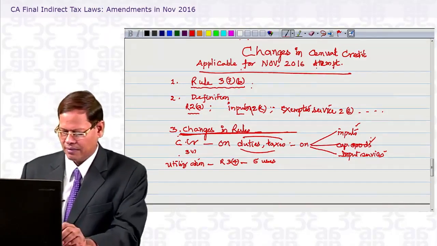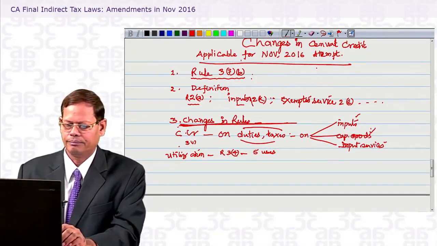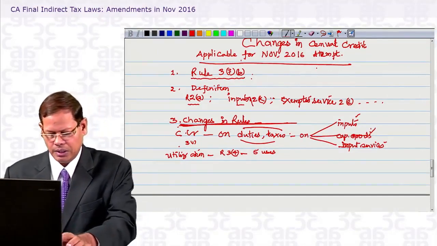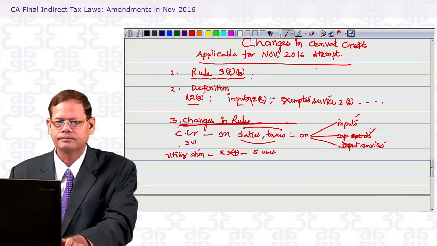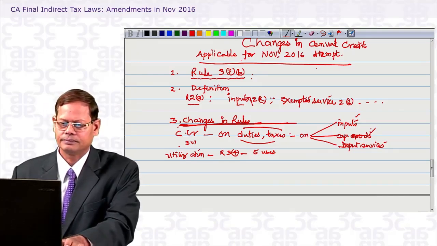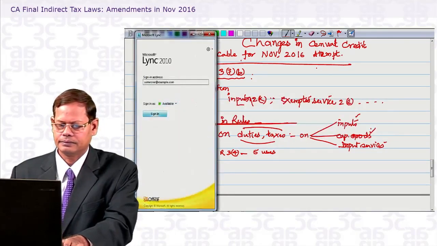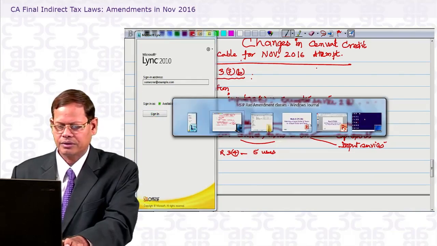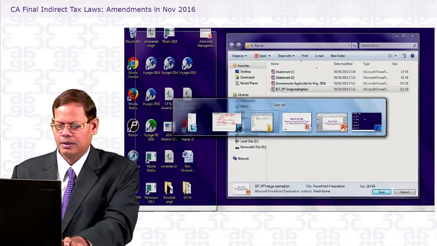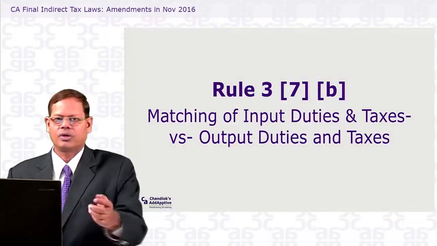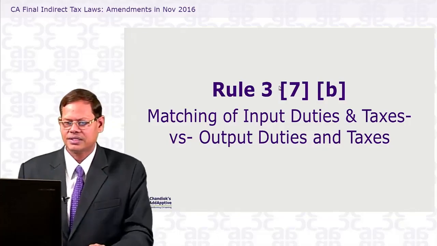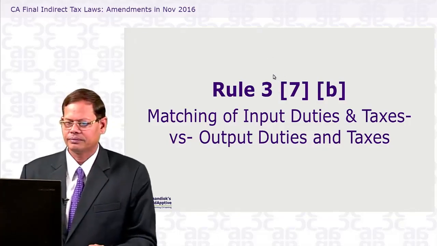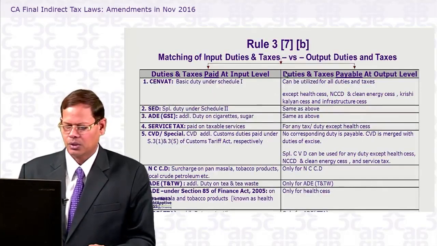And what I will do is go into the PPT presentation. Let me go for the PPT presentation. Yes, we got it. So, welcome. Look at this. This says Rule 37B. Okay, Rule 37B.